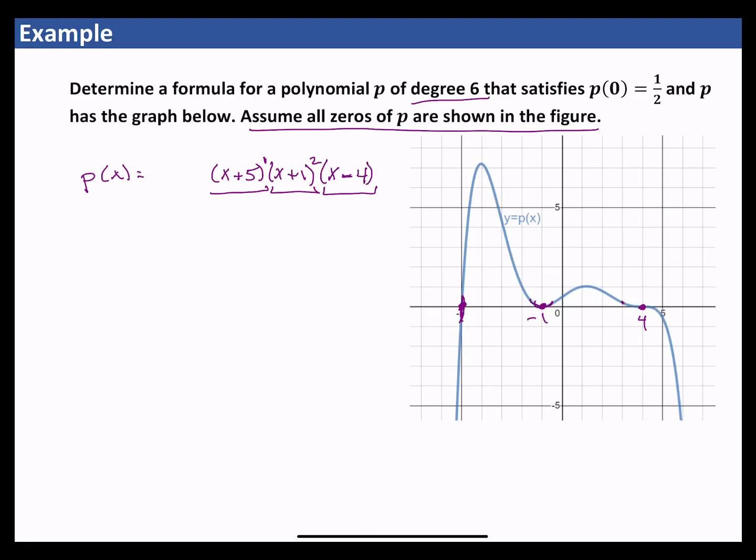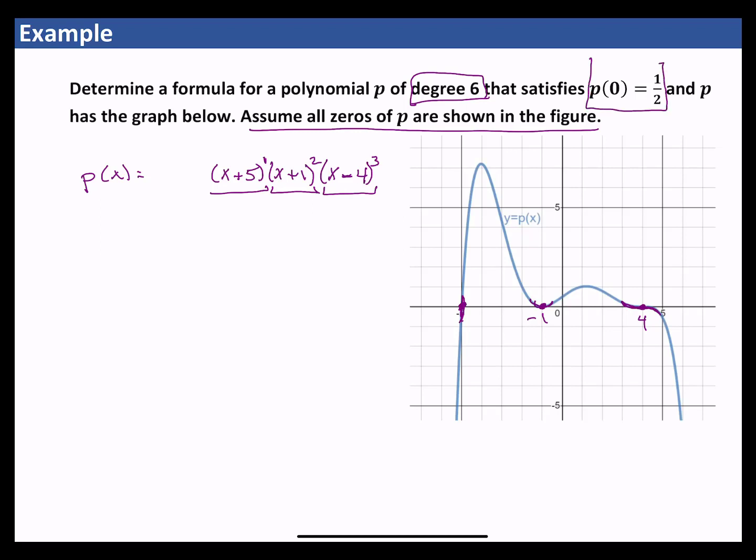And then at x equals 4, the graph passes through the x-axis, but it looks kind of like a cubic function. It's flatter there, so we'll start out with multiplicity 3. And then if we add up our multiplicities, 1 plus 2 plus 3, that gives us degree 6. So we have a degree 6 polynomial. We have all the factors that correspond to the x-intercepts on the graph.